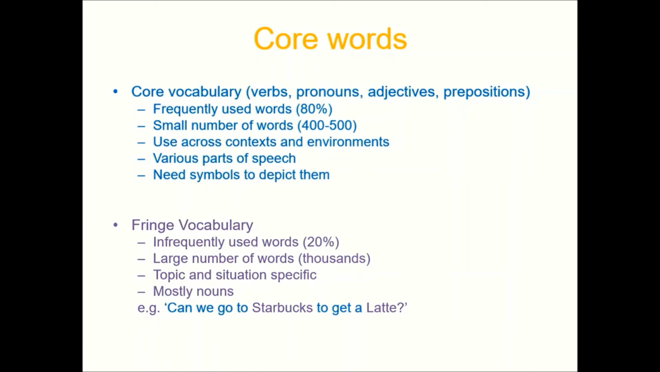Nouns are also known as fringe vocabulary, which are basically less frequently used words. They only make up about 20% of what we're saying. And core words are really important to include on AAC systems because they're so powerful. Because you're able to use them in a wide range of settings, because they're not specific, that enables people to communicate in all different settings and environments if they're able to use core words. So it's well worth investing your time in teaching your clients some core words.